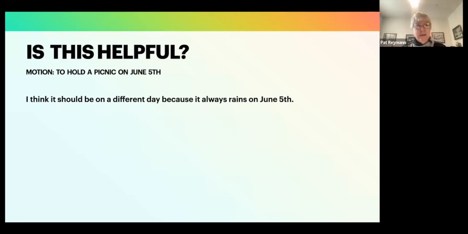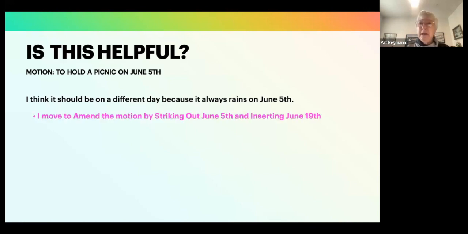But what the person should do, instead of saying, I think it should be a different day, would be to offer an amendment. And they could say instead, I move to amend the motion by striking out June 5th and inserting June 19th. And that would require a second, majority vote, and so forth to see if you want to amend that motion. So that would be helpful. If a person has an idea to change something, then make it straight away, make it an amendment. And then we can deal with that, and that's moving business along. But I think it is not helpful at all.